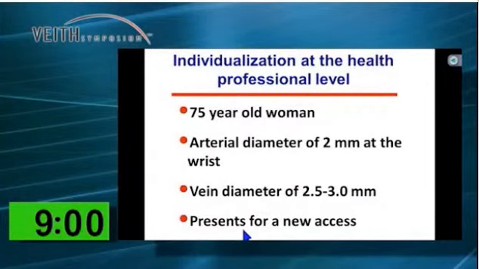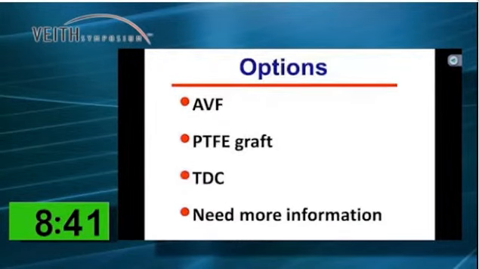So let's initially talk about individualization at the health professional level. You've got a 75-year-old woman who presents to you for a new vascular access. She's got an arterial diameter of just over 2 millimeters at the wrist, a venous diameter of just under 3 millimeters at the wrist and at the elbow. So what are our options in this patient?